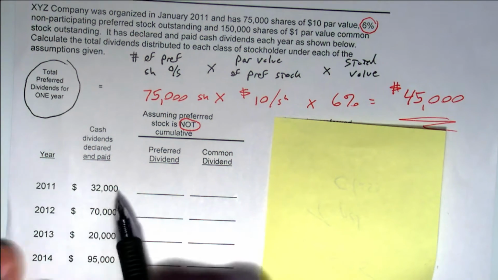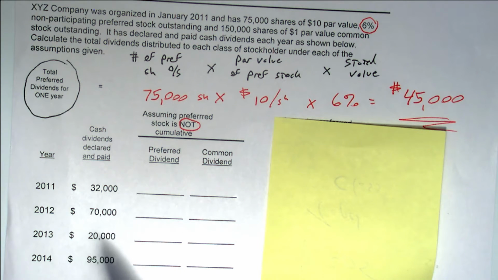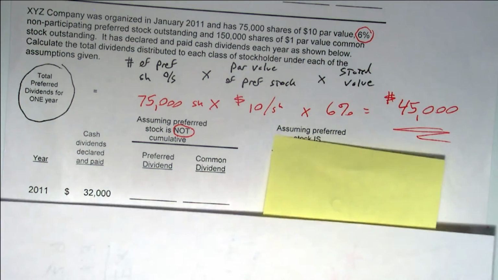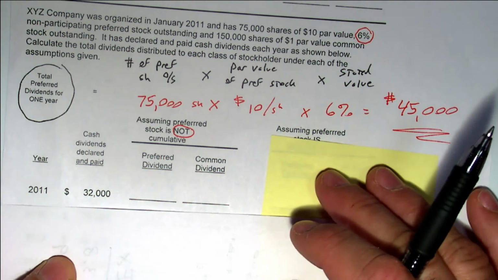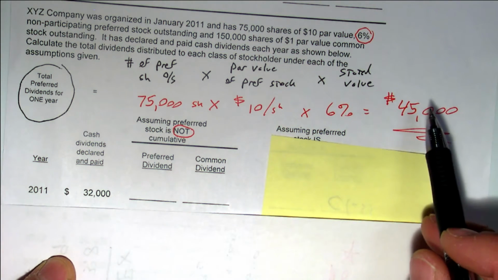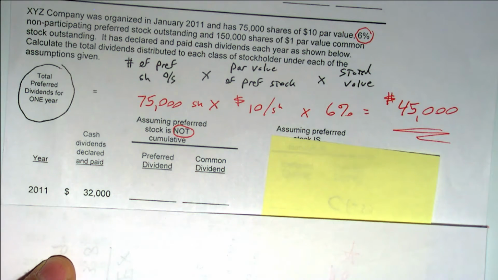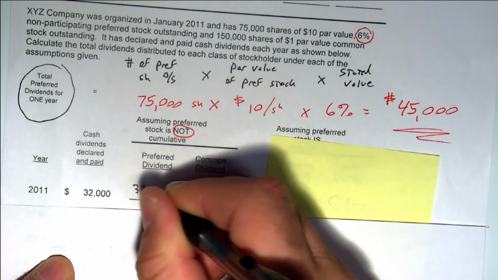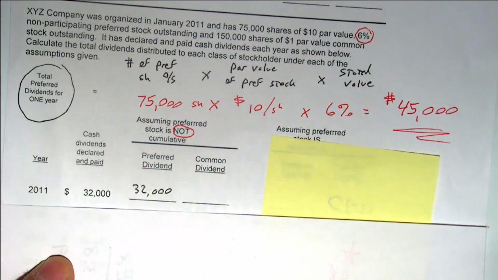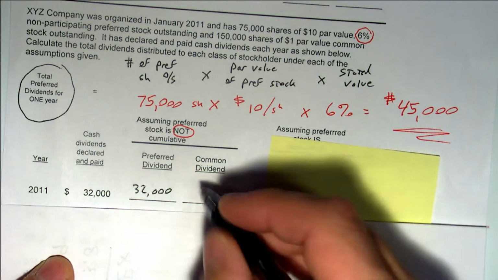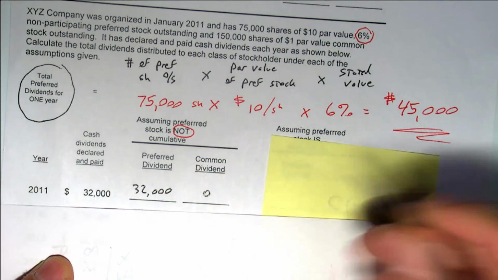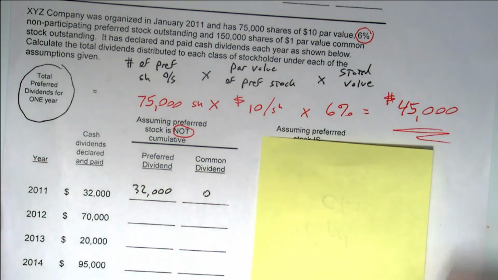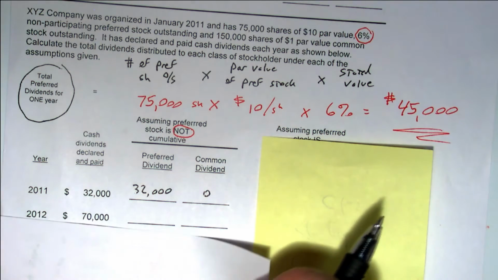2011 comes. Well, we wish we could give them 45,000, right? We can't. We only have 32. So how much do we give the preferred? 32. That's what we give them. We give them what we can. And the common get what? Nothing. They get nothing. And they don't like it. Next.